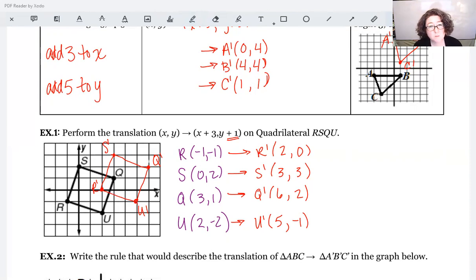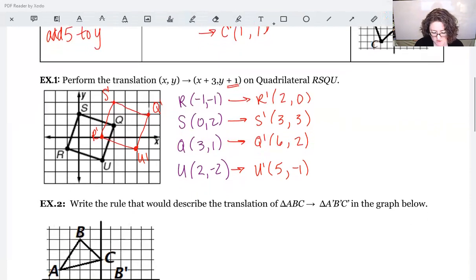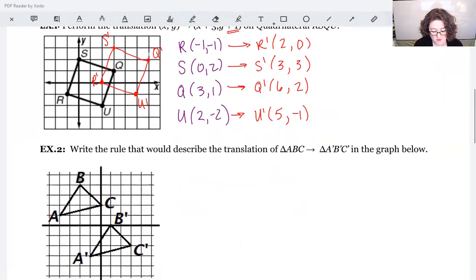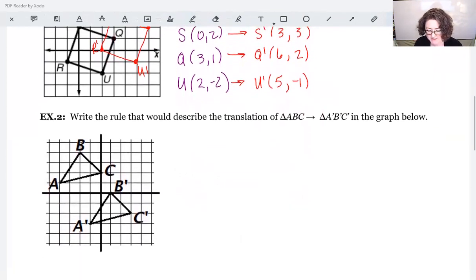All right, let's try one more, but this one's asking the question a little differently. So for this one, you actually have both of your figures. We have a triangle, ABC, and it got translated. And so our job is to write the rule that describes that translation. Okay, so pick a point, and we just need to figure out how it moved. So I'm going to start at the beginning of the alphabet. Let's look at the A. So from A, it moved to A prime.